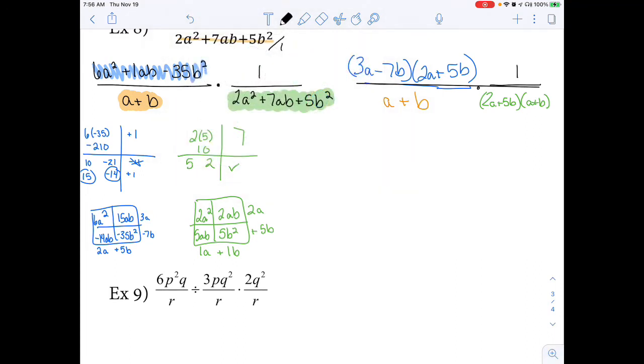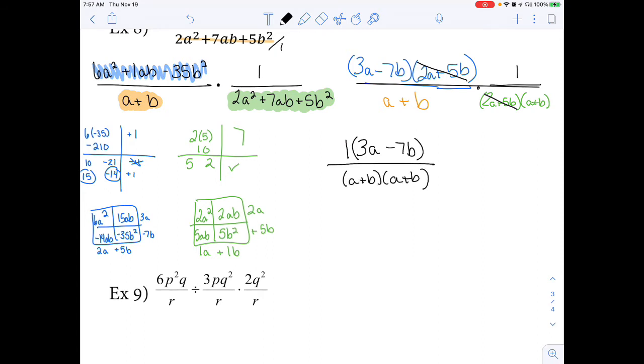So 2a plus 5b is on the top. It cancels with 2a plus 5b on the bottom. Do not cancel the a plus b's because they're both in the denominator. So what didn't I cancel on the top? I did not cancel a 3a minus a 7b and the 1. And on the bottom, I did not cancel an a plus b and the second a plus b.